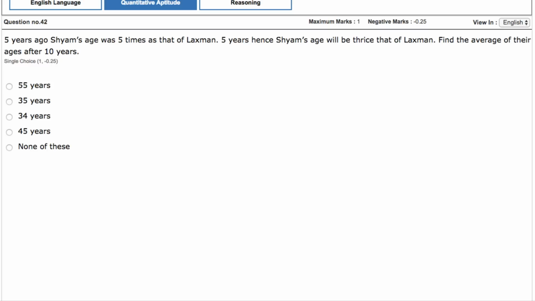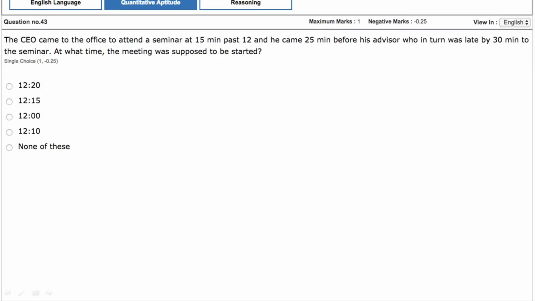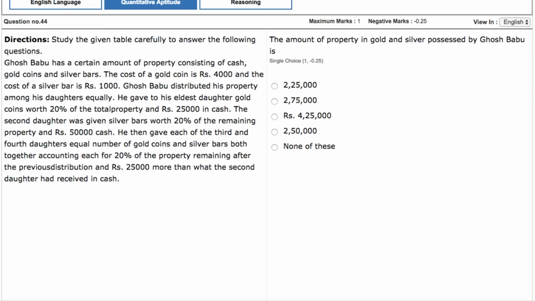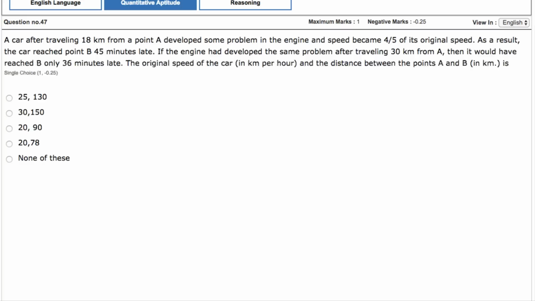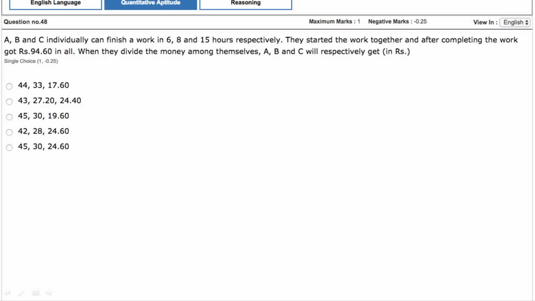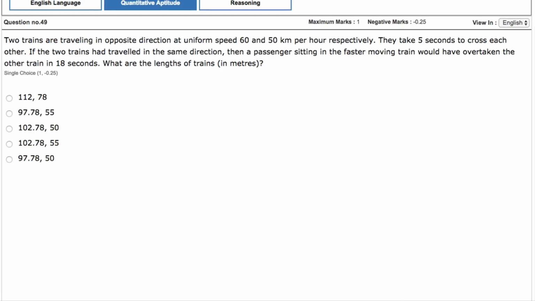Let me move. Age problem, Abhishek sir has already taught. I can come back to this. CEO looks like something new. I'll see to it. Now I have a set, looks like a big set. I will see if I have time. I'll come back to it. Next again Ghosh Babu. Okay, this is again speed, time, distance. I will definitely be doing it. That should not be any problem. Time and work, I think I can do it. 2 trains, again I think this is a topic which is covered.